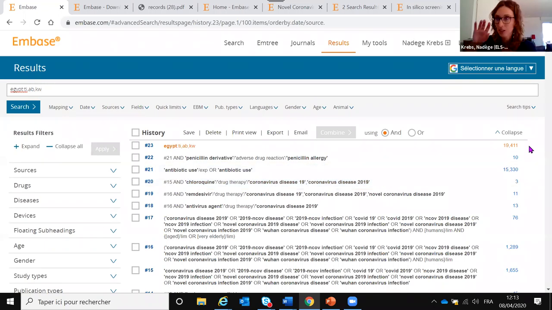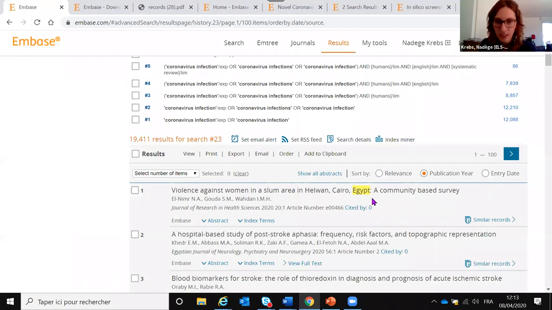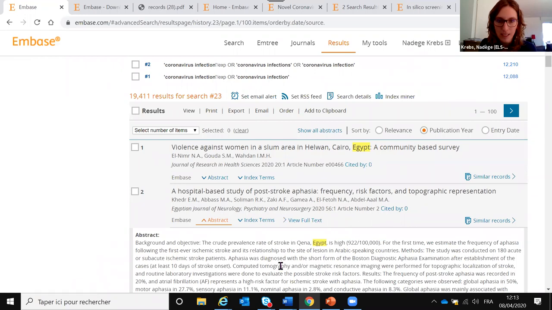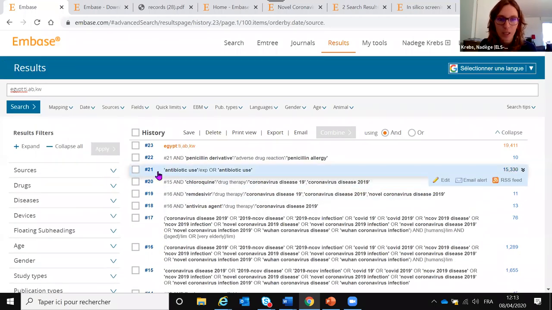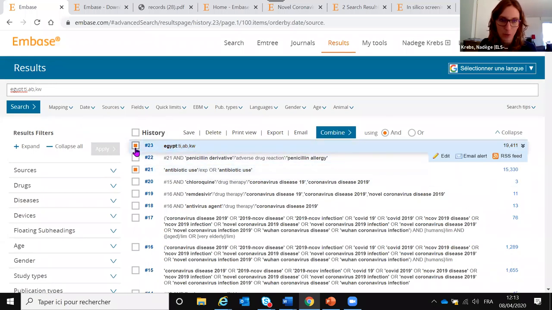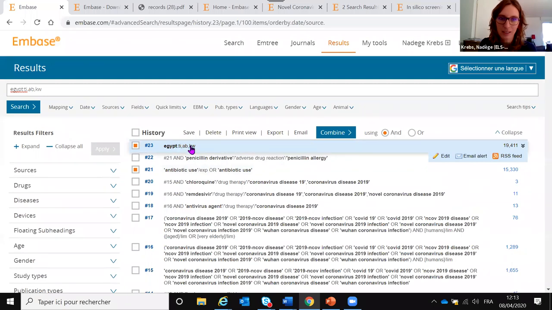But here it just means that Egypt was somewhere in the title, in the abstract, or the keywords. If I go down here, I see violence against women in Cairo, Egypt, or here, probably in the abstract, it says the crude prevalence rate of stroke in Kenya, Egypt, and so on. So it doesn't say antibiotic use. So what I'm going to do is use the antibiotic use search and combine it with Egypt. So I select both and I combine. That means it's going to find the intersection between this group of articles and this group of articles.